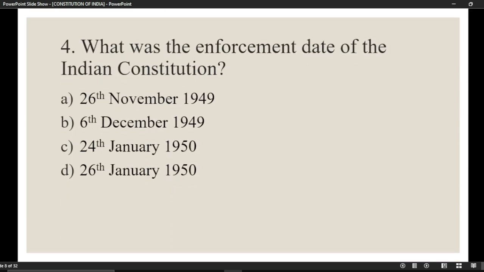Next question is, what was the enforcement date of the Indian Constitution? Students, don't confuse the enforcement date with the adoption date, as the enforcement date is the date on which this Indian Constitution was enforced all over India, whereas the adoption date is the date on which the President gives assent to it. Options are on your screen and the correct answer to this question will be option number D, that is, 26th of January 1950 was the date on which our Indian Constitution was enforced.